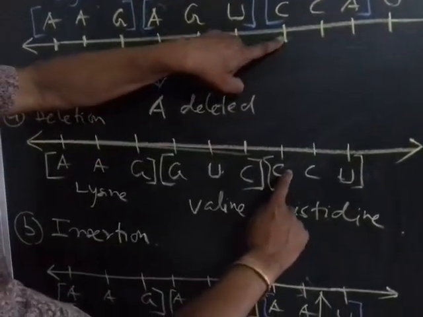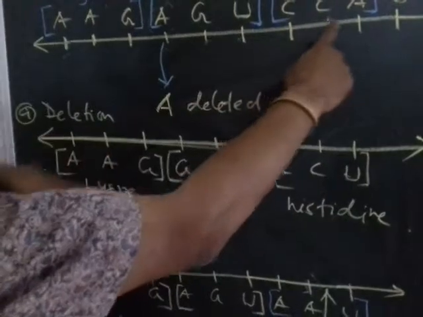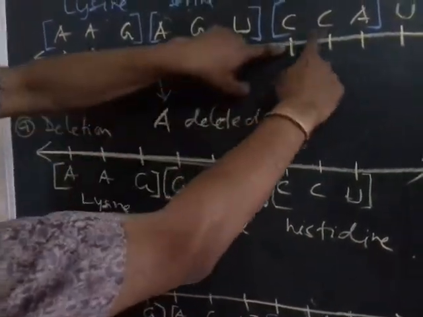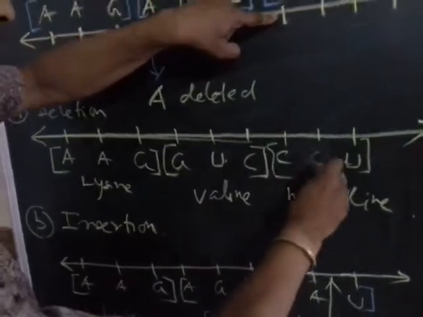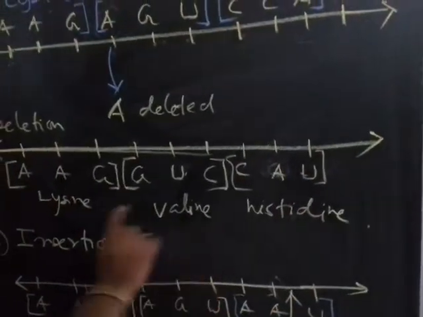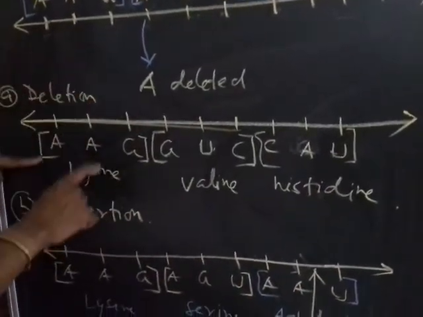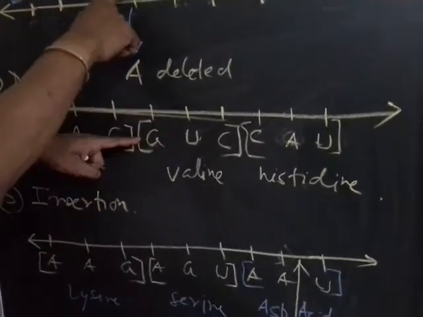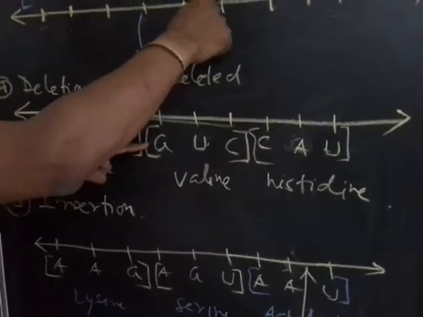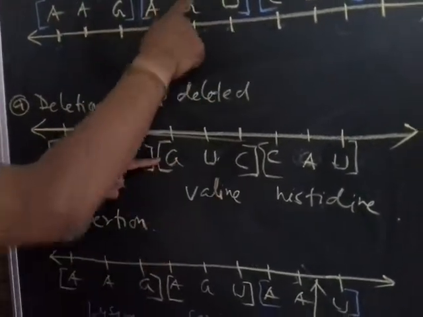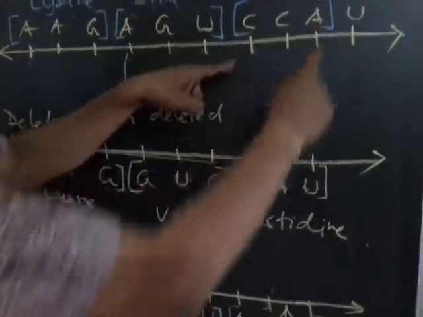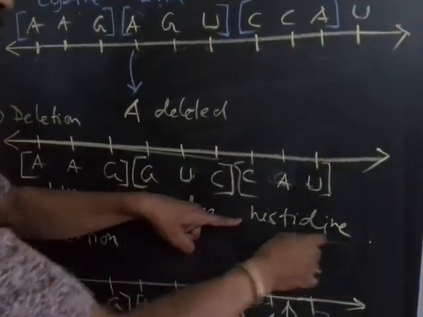So let's take CAU like this. Now the sequence here changes. Suppose it was lysine, so it remains the same. Now here it changes. AGU becomes GUC. So instead of serine, valine comes, and instead of CCA, which is proline, suppose histidine comes with CAU.